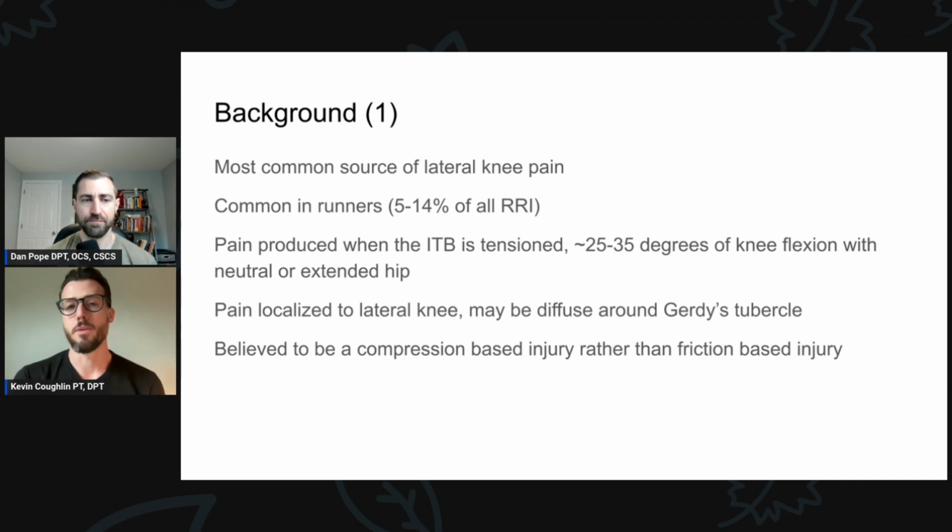Pain is usually reproduced when the IT band is tensioned. We'll talk about the anatomy in a little bit, but when the knee is flexed to about 25 to 35 degrees of knee flexion, with the hip in neutral or a little bit extended, you really get a lot of tension through the IT band. And then the pain is usually localized to the lateral knee, although it's not always on one pinpoint spot.